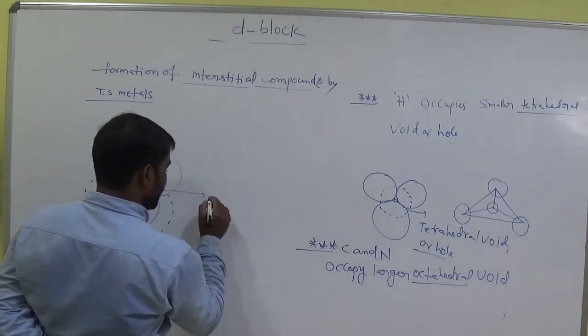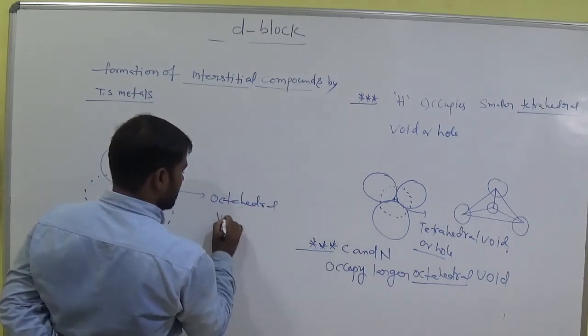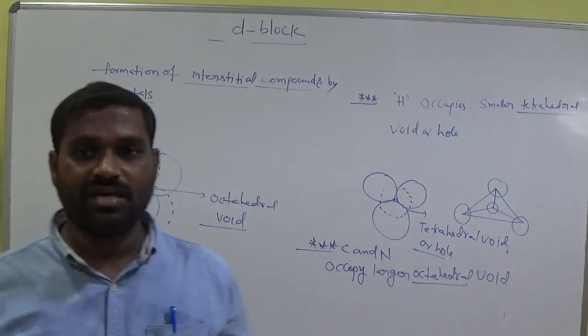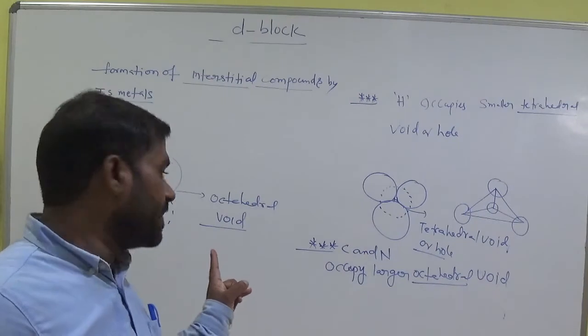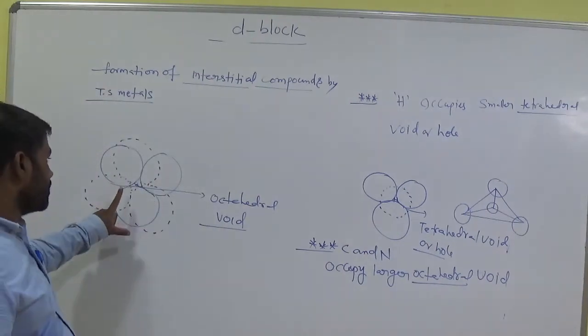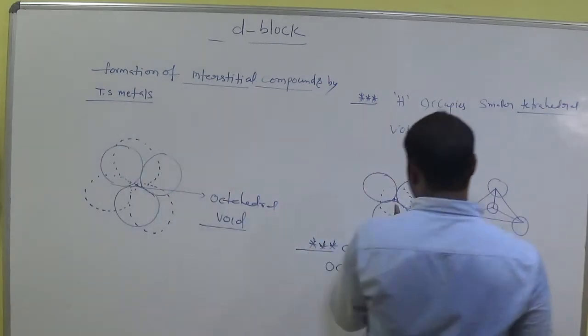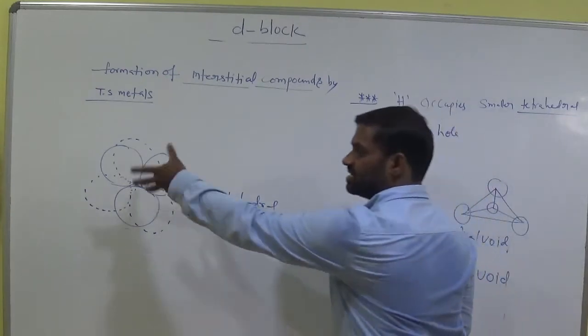This one is called an octahedral void. Now the point is where carbon and nitrogen occupy in the crystalline lattice of transition metals. Carbon and nitrogen occupy the octahedral void or interstitial site. In the case of hydrogen, it is tetrahedral. It is only a single ball on the surface, but here we can arrange 3 balls.